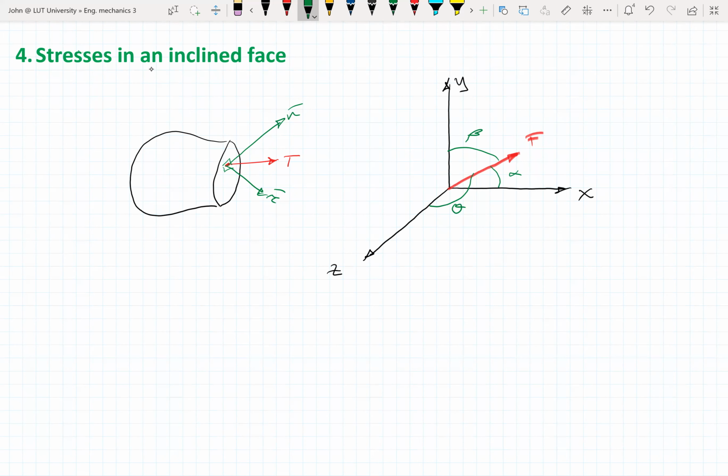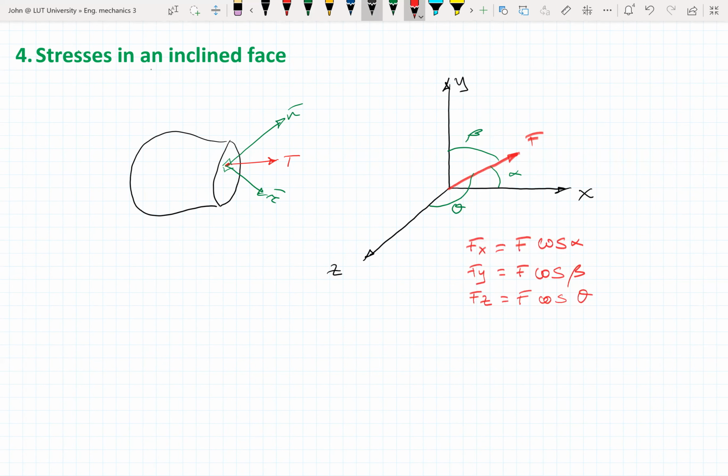Now, I could easily say, I'm going to write it in red here, that the component of F in the x-axis is going to be equal to F times the cosine of alpha. Similarly, the component of F projected onto the y-axis is going to be equal to F times the cosine of beta. And the component of the F vector projected onto the z-axis is going to be equal to F times the cosine of theta.